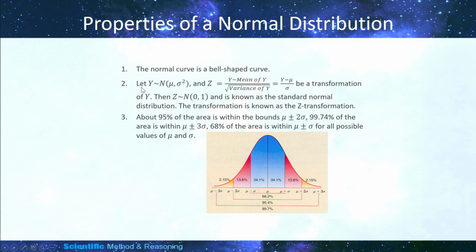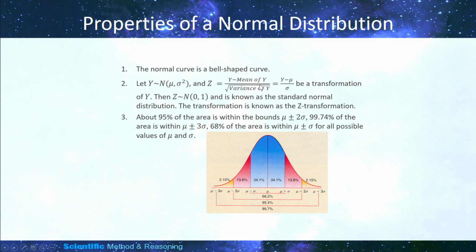The second property is that we let the random variable y follow a normal distribution with mean mu and variance sigma square. Then we define a variable called z, which is simply the random variable itself minus the mean of y, divided by the square root of the variance of y. This is equivalent to what we call the standard score: y subtracted by its mean and divided by the square root of the variance of y.